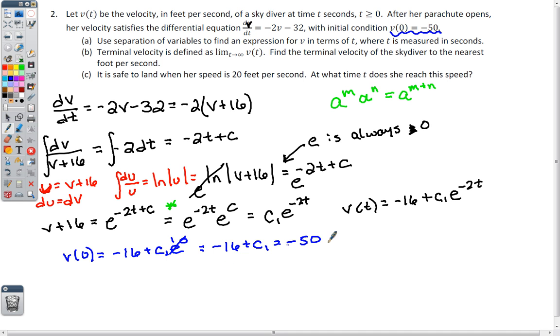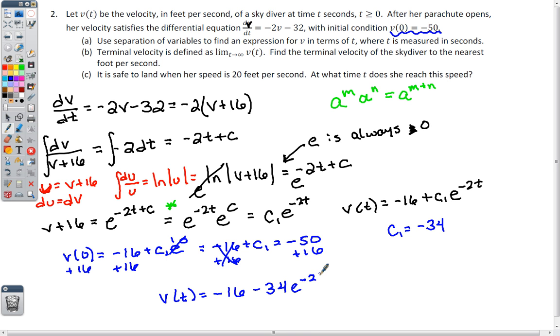Right? And I add 16 to both sides. Okay? Be careful when you do this, because if you add 16 here, you also need to add 16 here. Otherwise, you are violating your equal sign, which is why I didn't do it back here. So be very careful about doing this. At any rate, so now I'm going to have c1 equals negative, I believe that's 34, if I've done that correctly. So our very final answer, v of t equals negative 16 minus 34 e to the minus 2t.